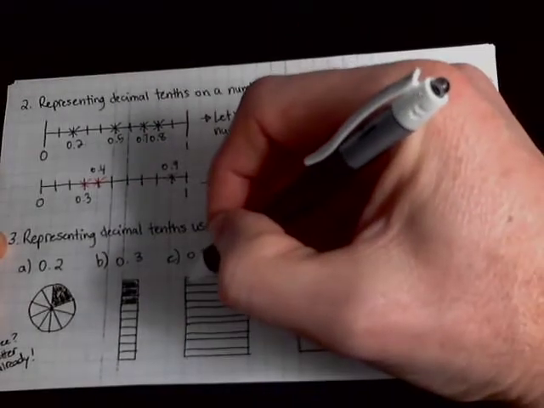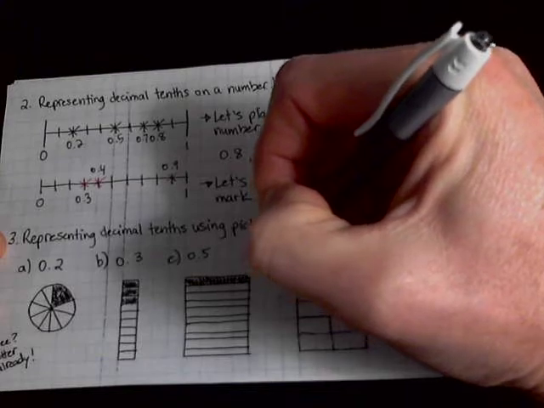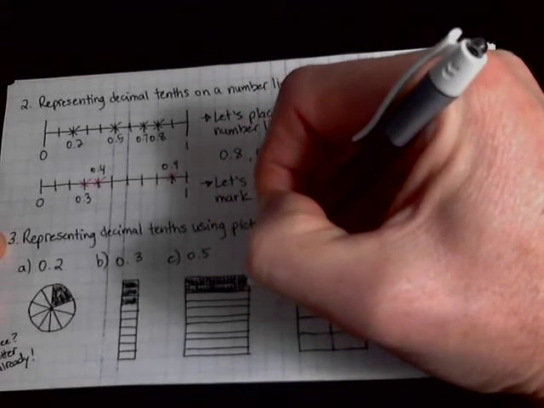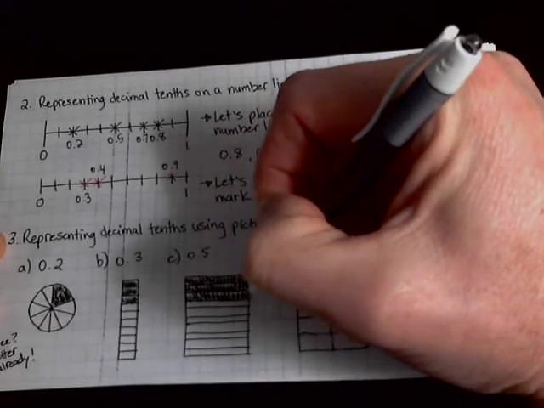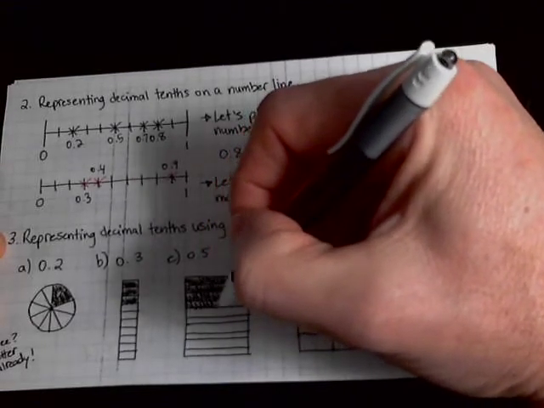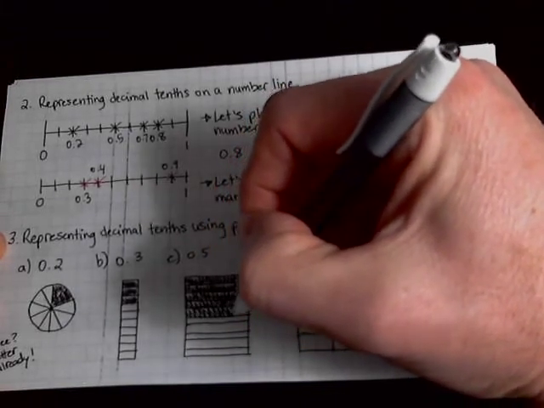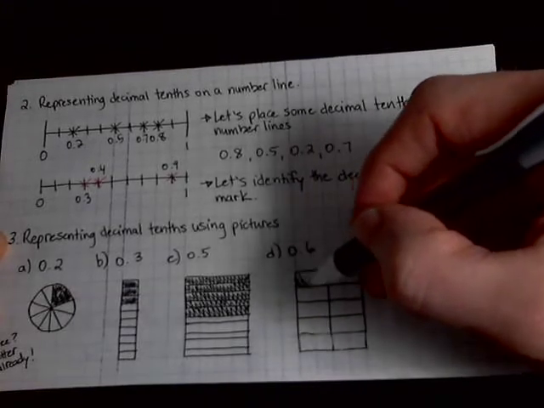If I have 0.3, I can color in 3 of these sections like so. If I have 0.5, a bit more coloring, but I can color in 5 of these sections. I have to go a little quicker to color in. That's 2. Note to self, make smaller pictures. 3, 4, and then 5 sections.